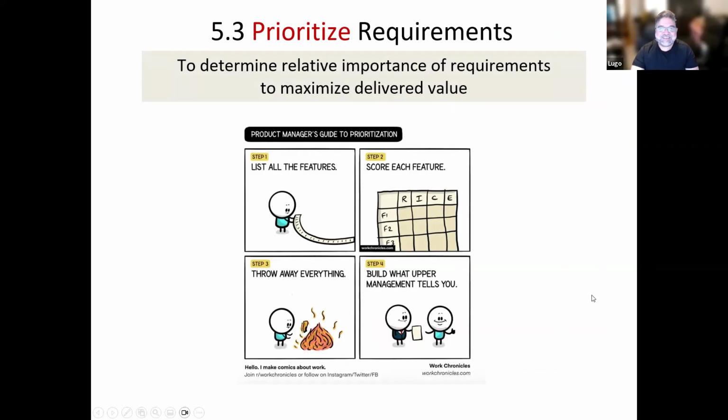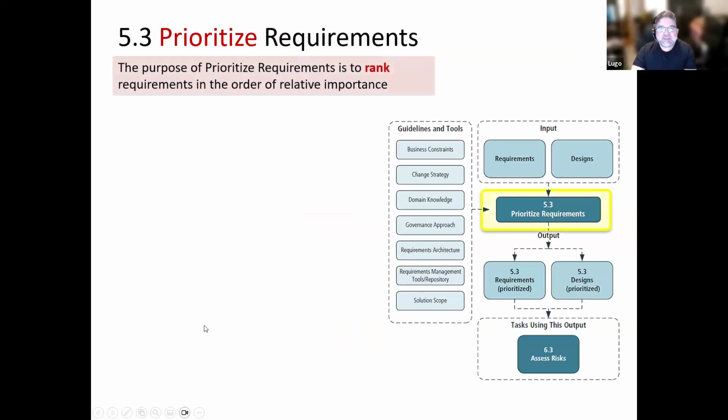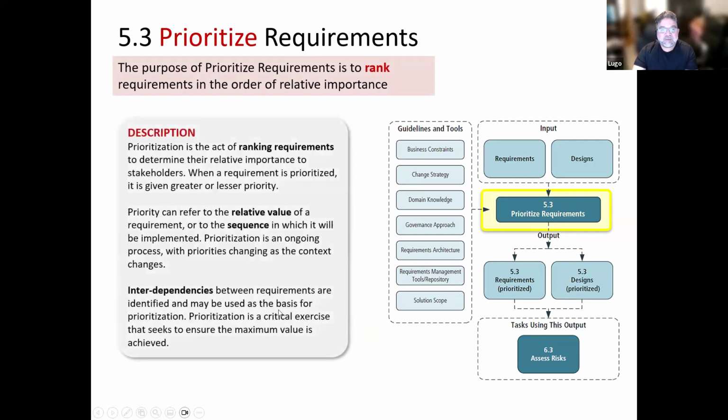Good, excellent. So purpose again is to rank your requirements in order of relative importance, and interdependencies between those requirements are identified and may be used as the basis for prioritization. It's all about relative value and sequence of implementation. Priority, again, however, is relative. It is not absolute. It can change throughout the life cycle of your project.